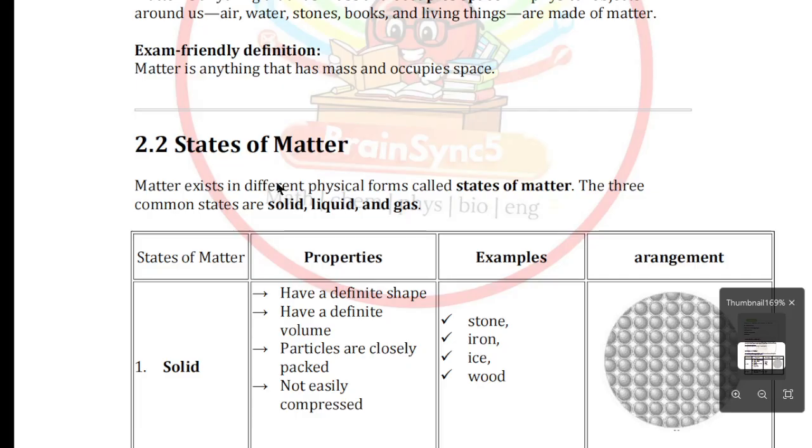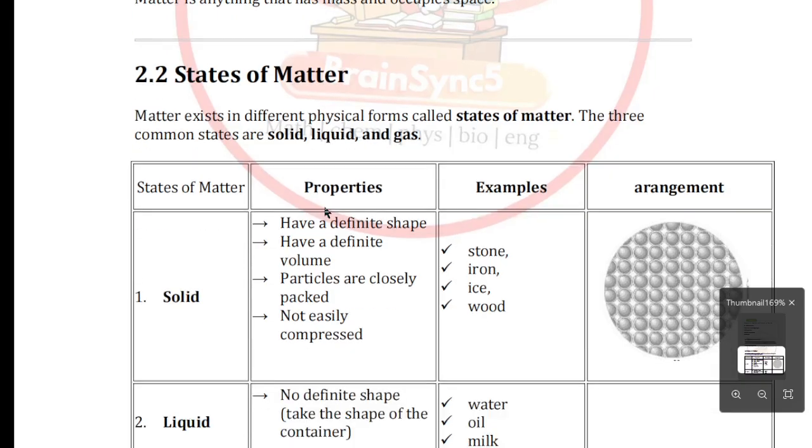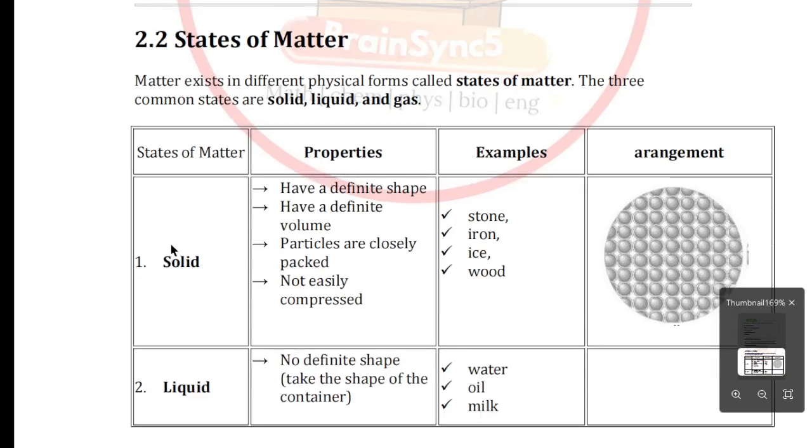By states of matter, I just meant the forms in which matter exists. You see, matter exists in 3 states, which is solid, liquid, and gas. So let's talk about these states of matter. So with solid, what do we mean by solid?